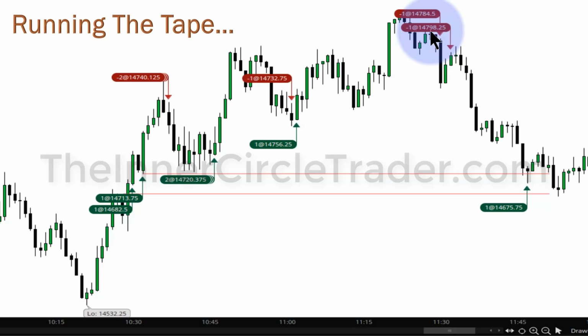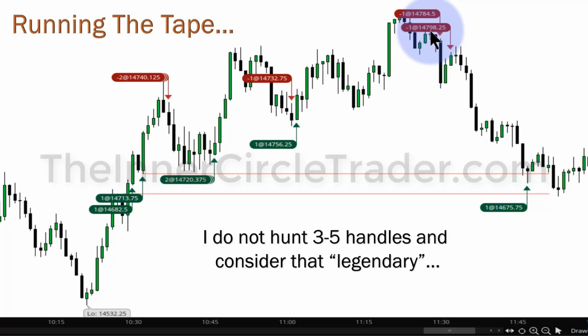This chart is clean, except for these little bubbles that show you the transactions, so you don't get any distortion in your reading of price action. But the main takeaway here is that I don't hunt for 3 to 5 handles and consider that legendary, okay?